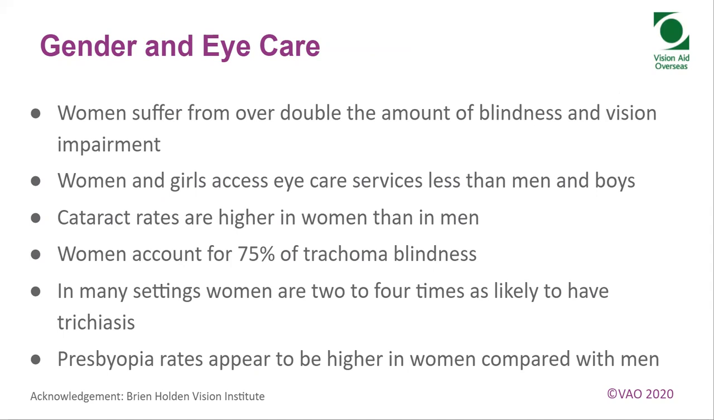Consider, women suffer from over double the amount of blindness and visual impairment. Women and girls access eye care services less than men and boys. Cataract rates are higher in women than in men. Women account for 75% of trachoma blindness. In many settings, women are 2 to 4 times as likely to have trichiasis. Presbyopia rates appear to be higher in women compared with men.